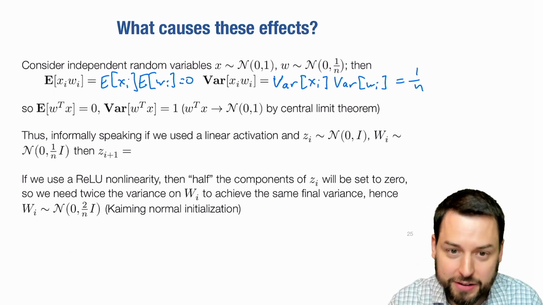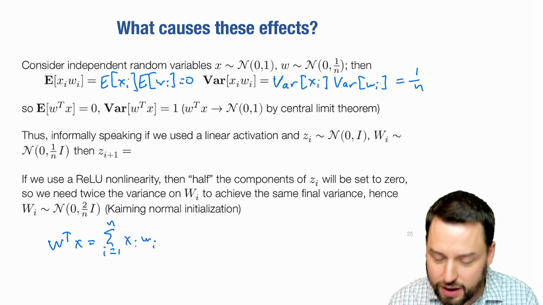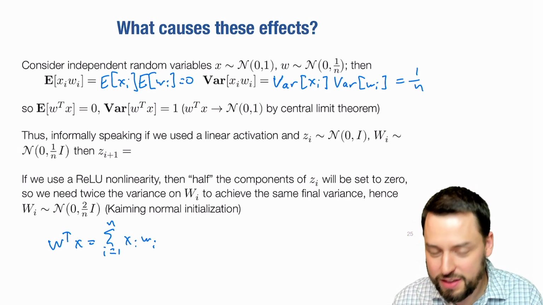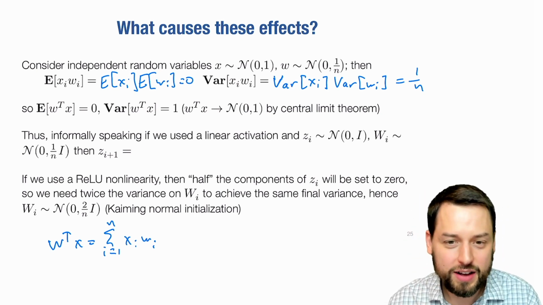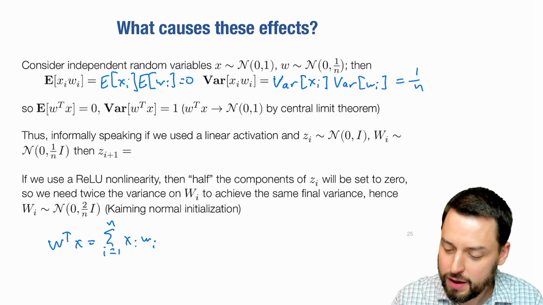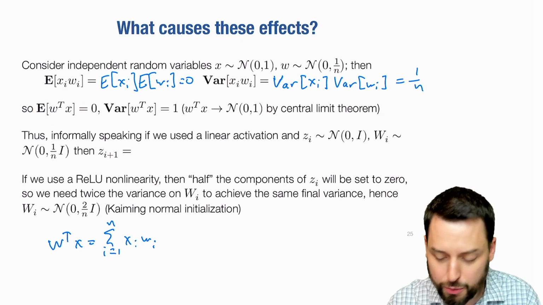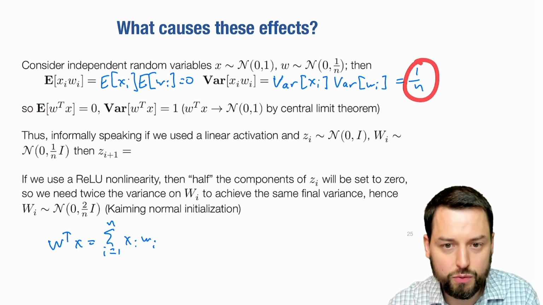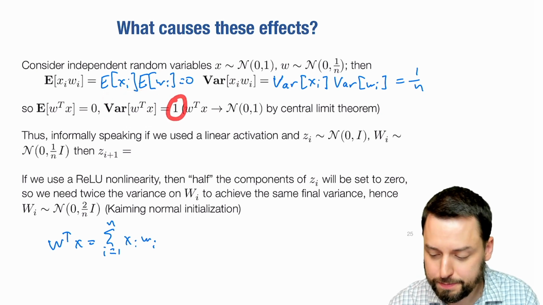This inner product here is, of course, just equal to the sum from i equals 1 to n of xi wi. So in other words, it's a sum of random variables, right? And the expectation of the sum of random variables is equal to the sum of their expectations, and the variance of the sum is equal to the sum of their variances. And so what we have here is that the expected value of this inner product of all the weights and x is equal to 0. And because we're adding up n copies of 1 over n variance variables, the variance of the inner product is going to be equal to 1.